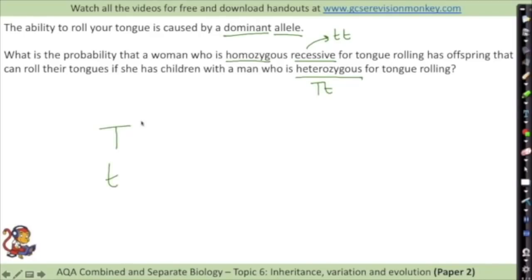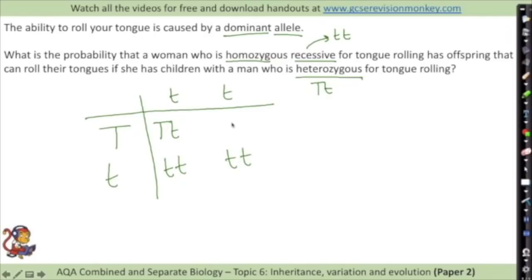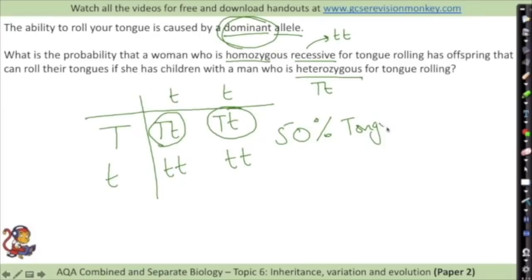Lowercase tt, crossed with capital T, lowercase t. You'd have to do that from scratch if you're doing higher tier. Foundation, you would have to complete this cross here. So all you do is match up the letters. Here you would get Tt. Here you get two lowercase t's, two lowercase t's, and here Tt. So if tongue rolling is caused by a dominant allele, anytime you've got a capital letter, you will be a tongue roller. So here we finish it off by saying you've got a 50% chance of tongue rolling.